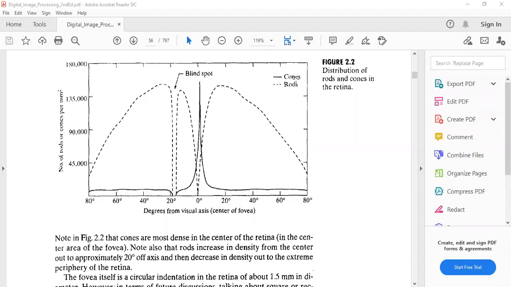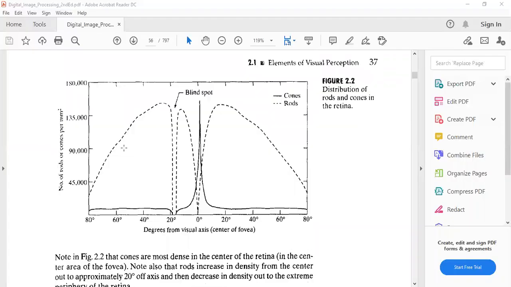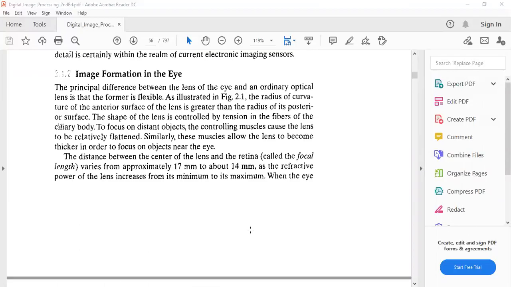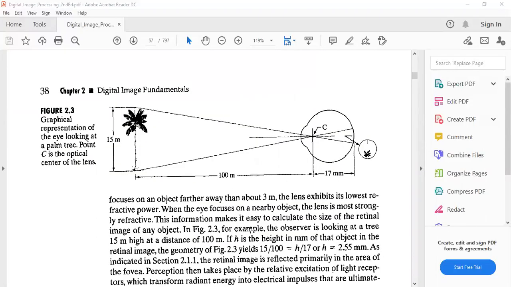Both the cones and rods are responsible for both visions, that is bright light vision as well as dim light vision. Since the number of cones is less and the number of rods is more, we need some extra analysis to analyze the color in the dark, that is without light. With light it is very easy to recognize and decode the colors. This is about the number of cones and rods in the retina and the fovea. Then how exactly is the image formed on the retina?